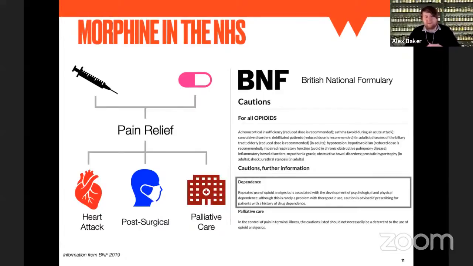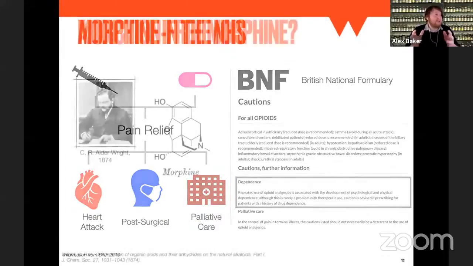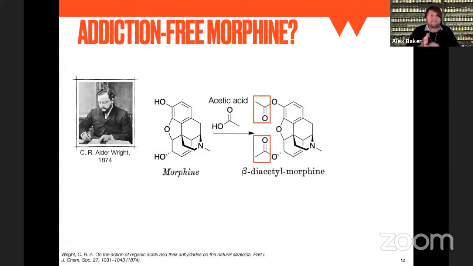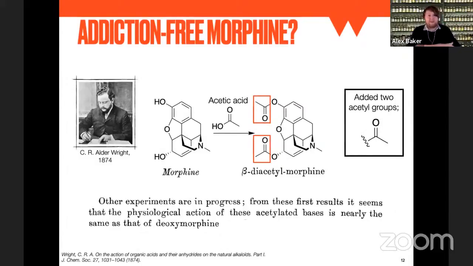Now, one such researcher was an Englishman called Charles Alderwright. Now, in 1874, Alderwright was attempting to make this holy grail addiction-free morphine. And he was doing this by reacting pure acetic acid, a key ingredient in vinegar, with morphine. And he successfully made a chemical that he called diacetyl morphine by adding these two acetyl groups I've put in red boxes. He then took his new chemical, and because ethics was particularly weak at the time, he just started testing it on small animals. And he realized pretty quickly it had a very similar effect to morphine. So he didn't actually take this work any further.